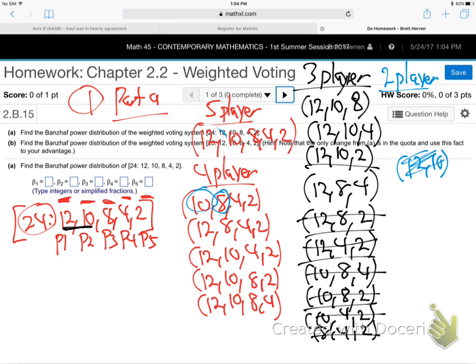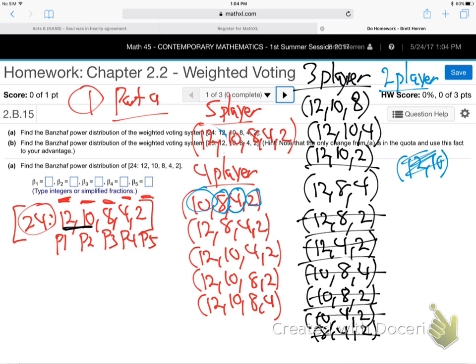If 4 doesn't show up, do they lose? Yeah, they've only got 20. If 2 doesn't show up, do they lose? Yeah, they've only got 22. Without the 2, they need the 24. So they're all critical, even the 2 on that team. See how that works? Even if the 2 doesn't show up, they lose. They've only got 22 without him.